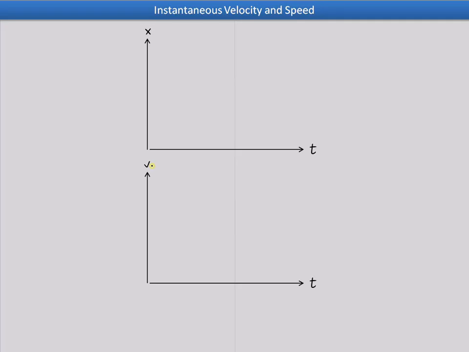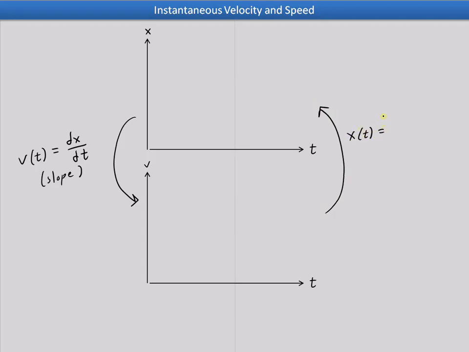The relationship between these two graphs is to go from the x to the v. We're going to say that velocity as a function of time is equal to the time derivative of x. In other words, we're going to look at the slope. And we can go back again. So we can go from the velocity graph up to the x graph using x as a function of time is equal to an integral from 0 to t of v of t dt plus whatever our x initial is. We'll say plus 0. So we'll start our graph here at 0.